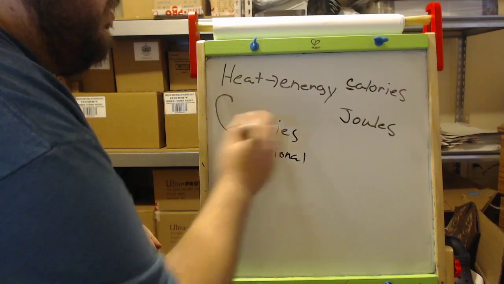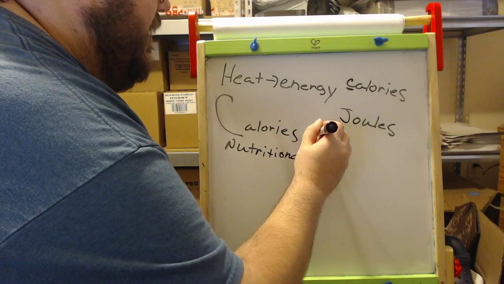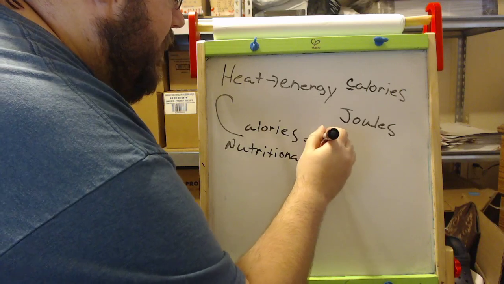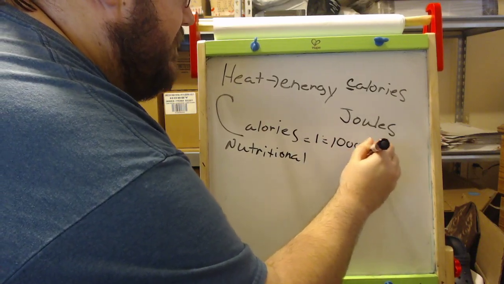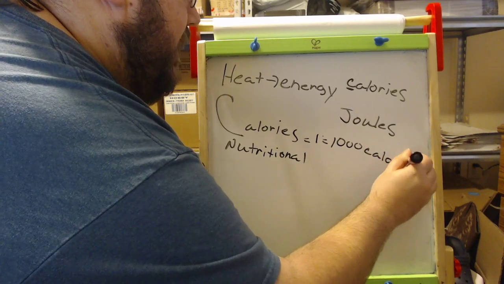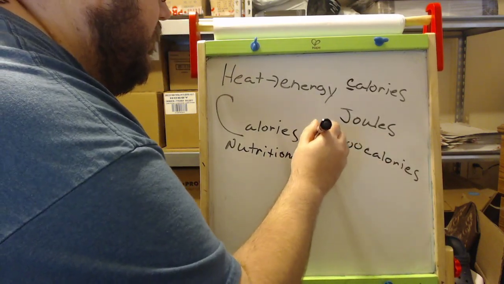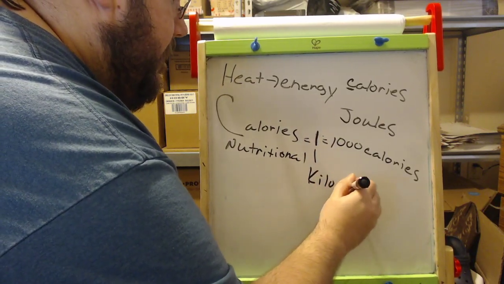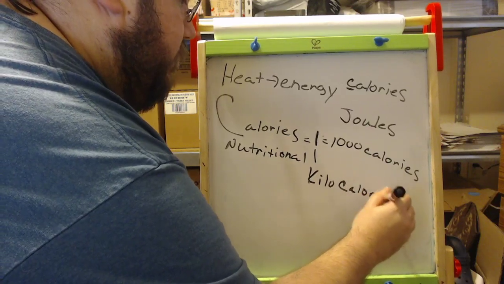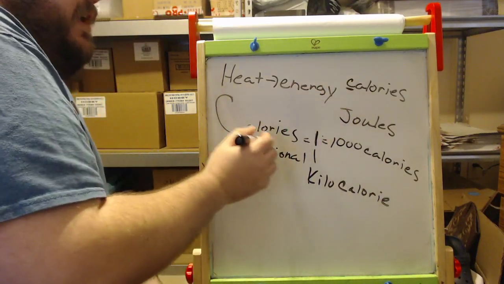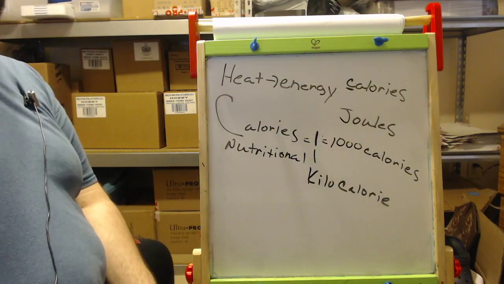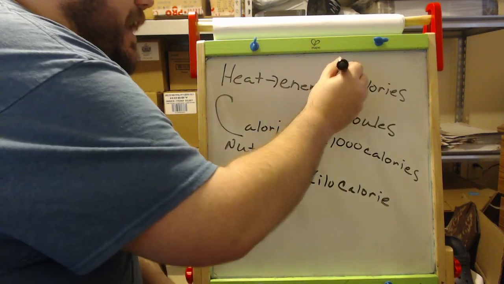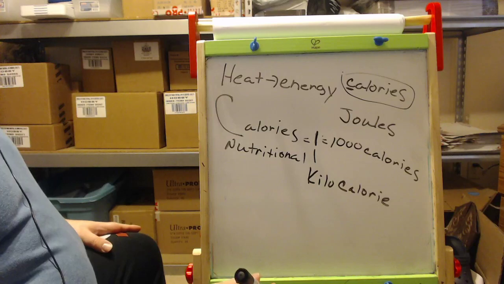A nutritional calorie, what it really is, 1 nutritional calorie is equal to 1,000 lowercase c calories. So really, a nutritional calorie is what we call a kilocalorie. So what we're going to talk about is not nutritional calories that we eat. Now, the heat in food lab, we are going to talk about that. But in this sense, when we mention the word calories, we're talking about this lowercase c calorie.